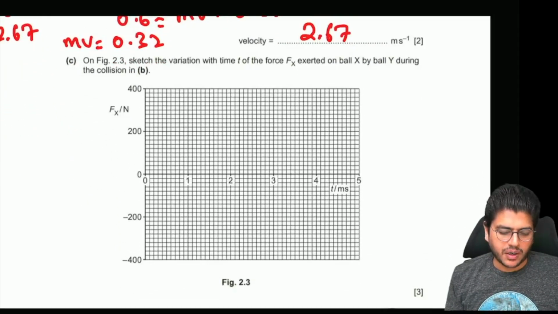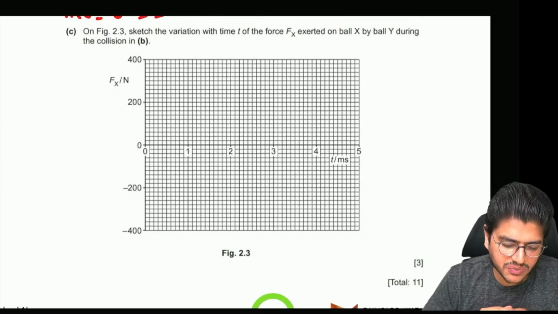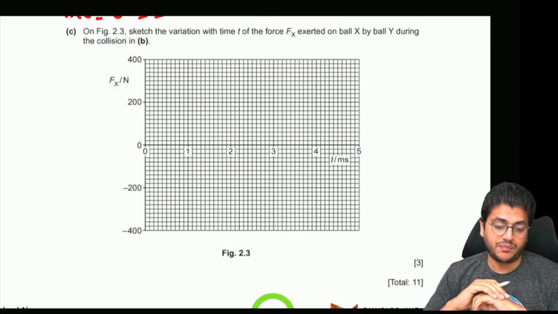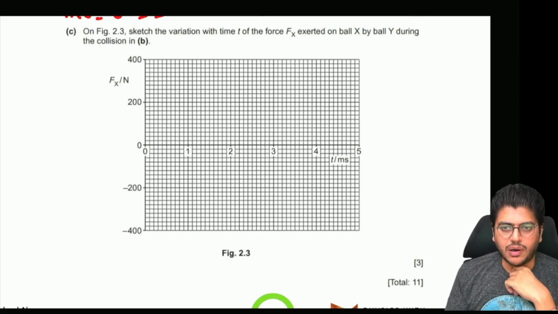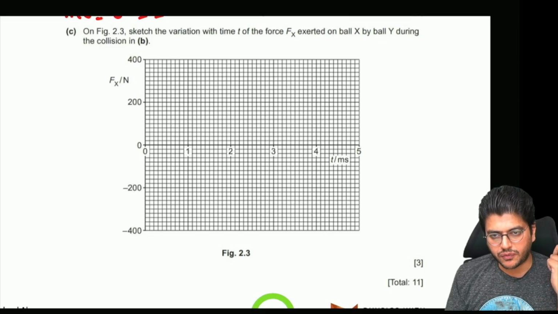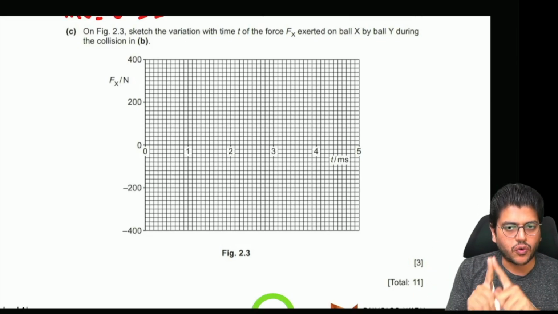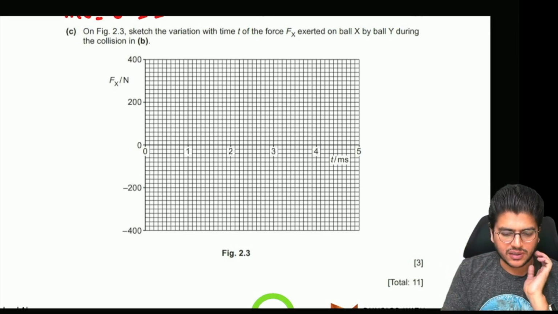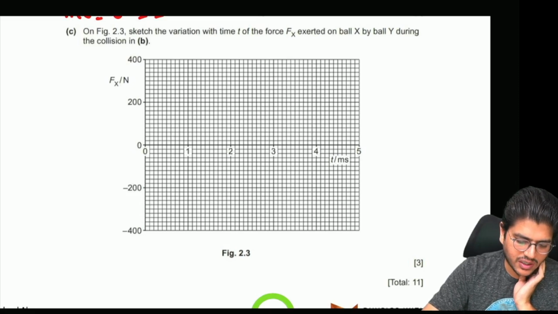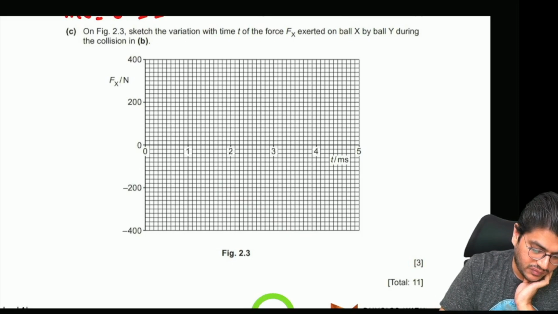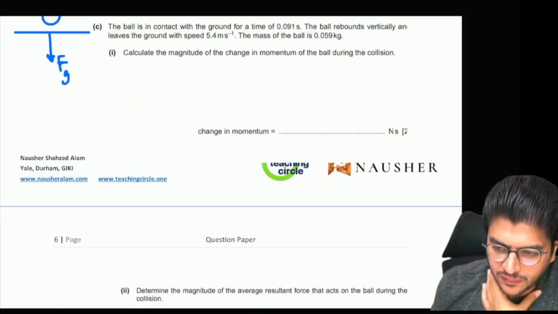Now, part C. On figure 2.3, sketch the variation with time of the force X exerted on the ball by ball Y during the collision. I just told you about Newton's third law, and I told you that the force in a collision will always obey Newton's third law. So the forces have to be equal and they have to be opposite regardless of mass. So it's going to be a triangle, and it's going to be a triangle in the downward direction, and the forces have to be equal. So minus 200, minus 220.